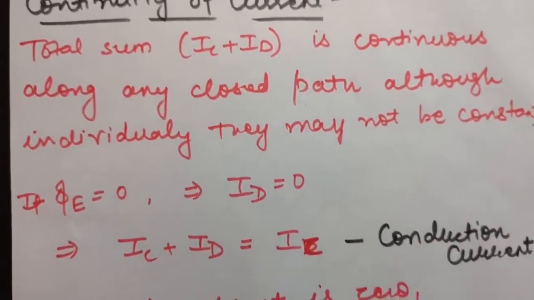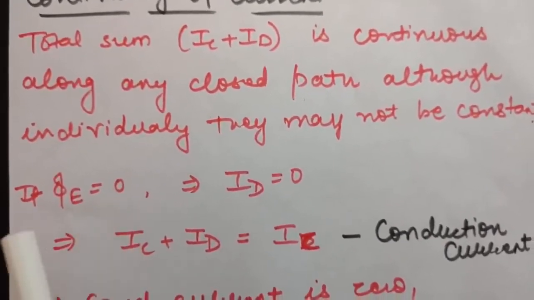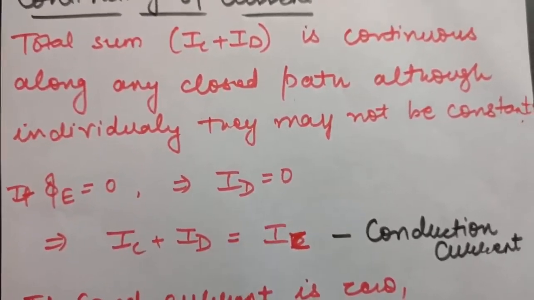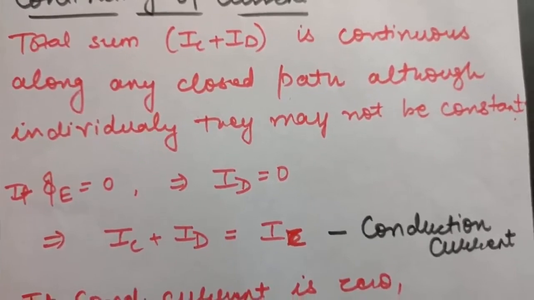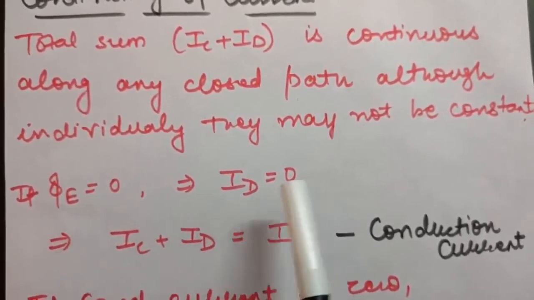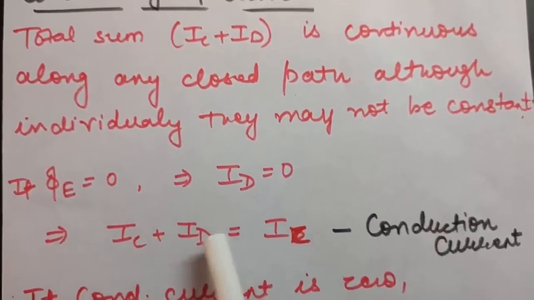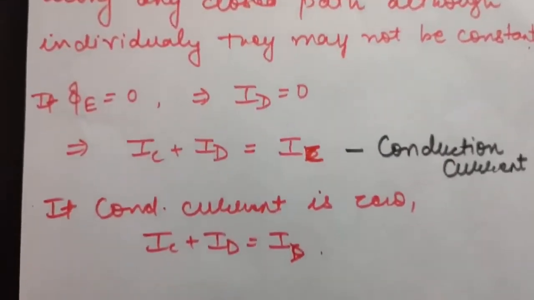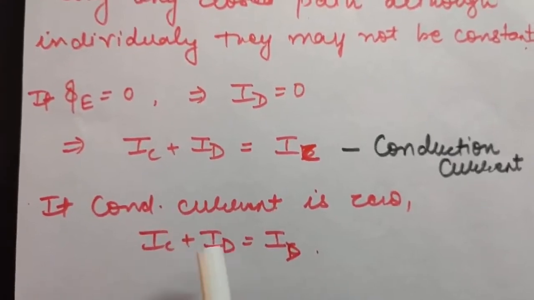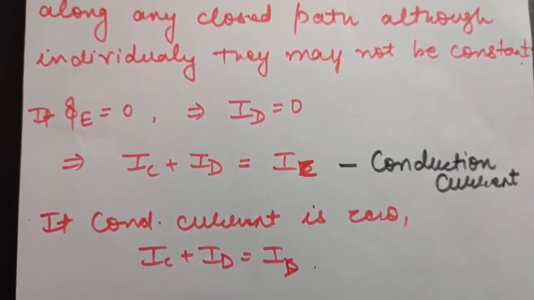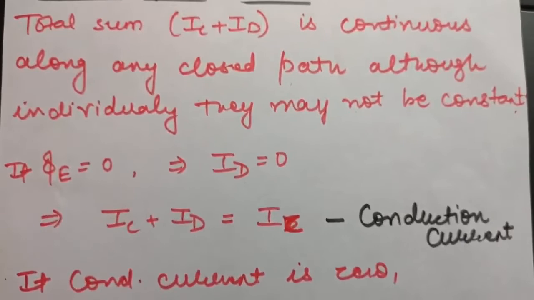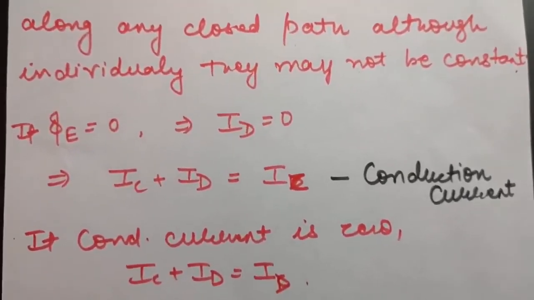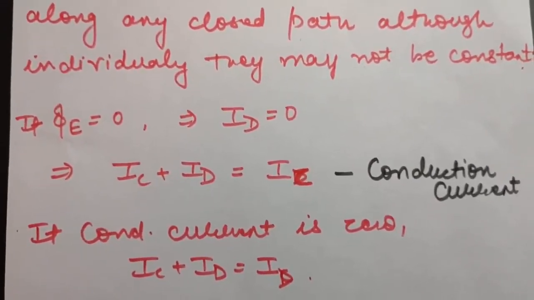Okay, so now if at any place electric flux is 0, and as you know displacement current is epsilon naught d phi E by dt, if phi E is 0, that means displacement current will be 0. So if you consider the sum, that will only be equal to conduction current. Similarly, if the conduction current is 0, the sum will only come to be equal to displacement current. So they are continuous along any closed path, although individually they may not be constant. So this is your continuity of current.